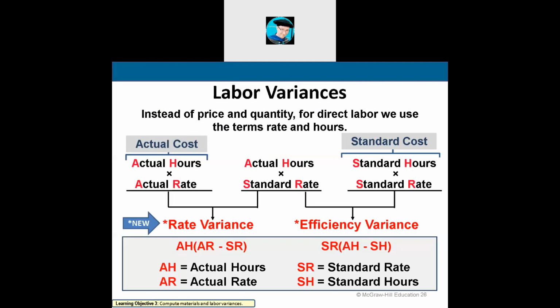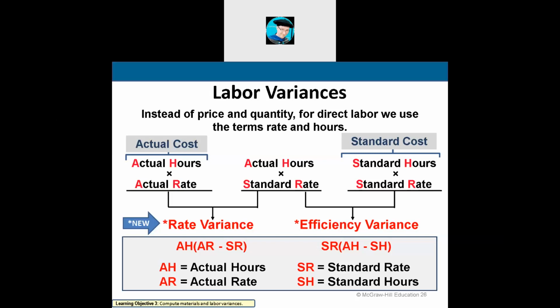For labor, it works the same way. Your standard cost for labor: standard hourly rate, standard number of hours to make a golf club. Your actual cost: how many hours it actually took to make the golf club, how many hours they actually worked. And of course the variance, actual hours times the standard rate.